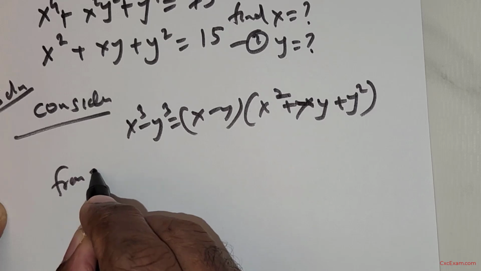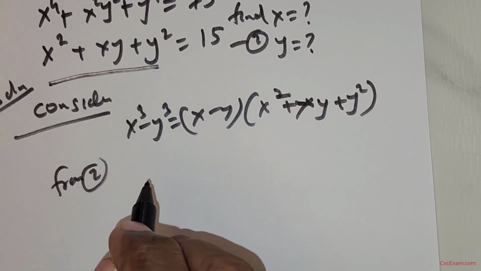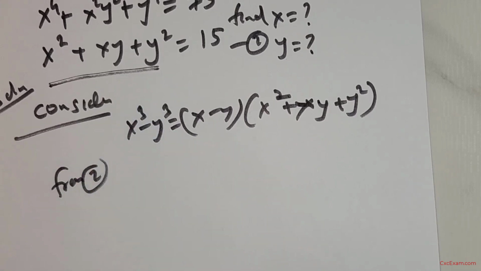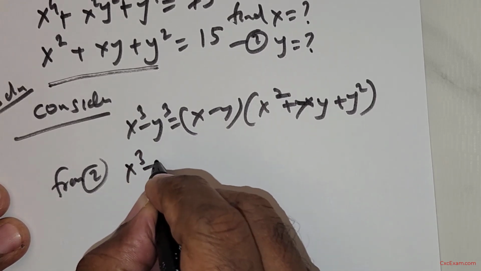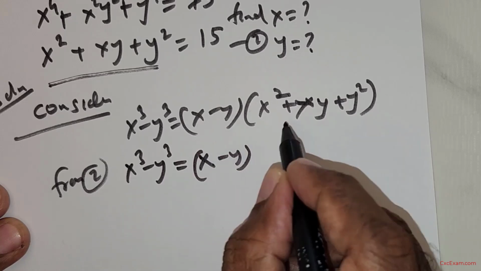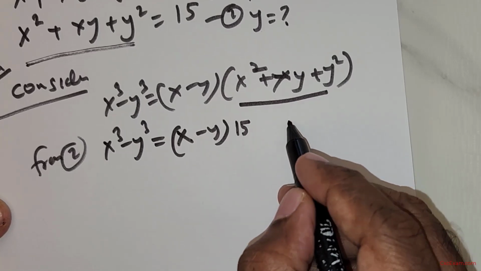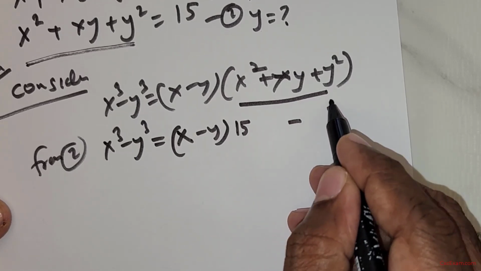Now from 2 we have got a value for x squared plus y squared plus x times y. What I wish to do is substitute that value. So x cubed minus y cubed is equal to (x minus y), and in place of this we are going to have 15. So let me take that as 3.